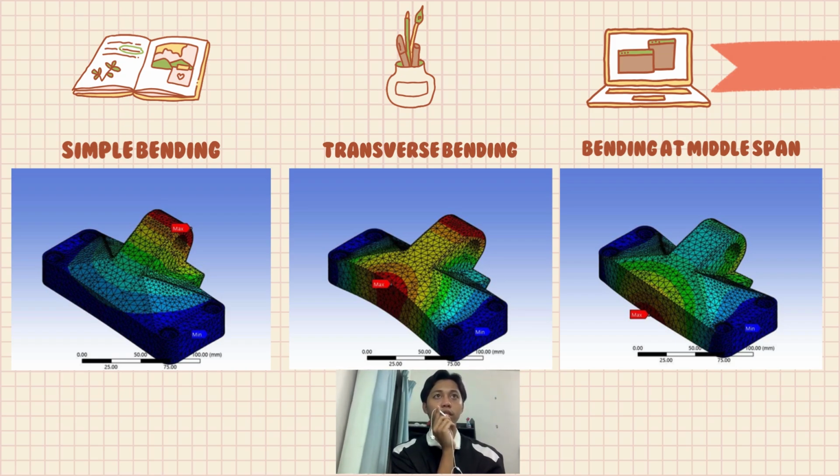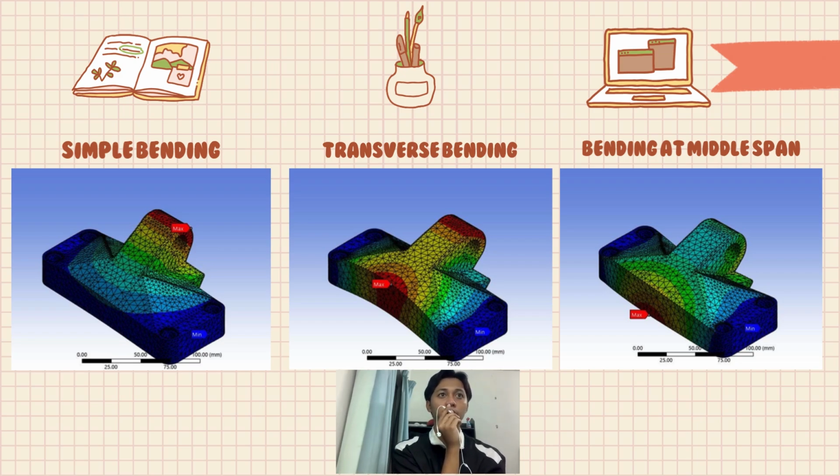Number 1 is simple bending. The max value of total deformation is 105.52 mm with the frequency of 4023.7 Hz. So the structure was considered to be safe from the resonance. Number 2 is transverse bending. The max value of total deformation recorded is 25.928 mm with the frequency of 5451.2 Hz. The structure was considered also safe from the resonance.